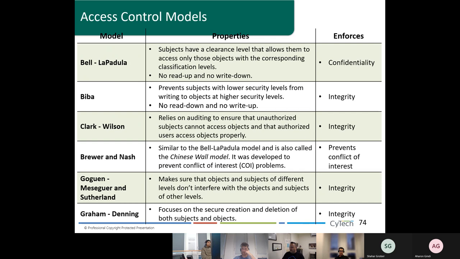What is the first thing that you see as you look at this table? What is the anomaly here? Which model enforces confidentiality and which enforce integrity? Right, so there's only one model for confidentiality. Everything else is integrity. Even Brewer-Nash, which prevents conflict of interest, is still integrity, right? So only one model deals with confidentiality, and that's your answer in the exam. They will ask you which access model deals with confidentiality. There can be only one, the Bell-LaPadula, right?